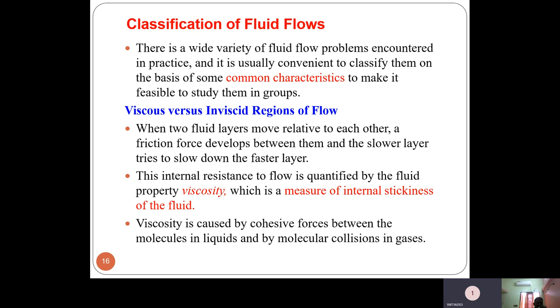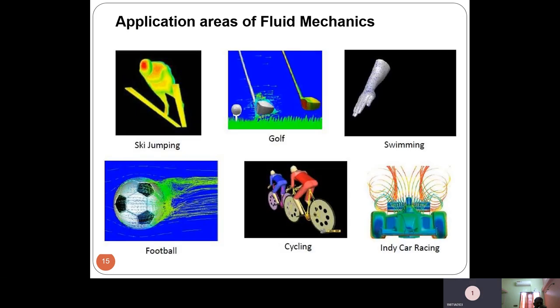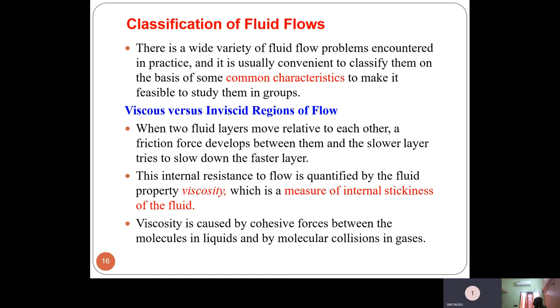Once again, we will go back to fluid flows. Classifications of fluid flows. There is a wide variety of fluid flow problems encountered in practice, and it is usually convenient to classify them on the basis of some common characteristics to make it feasible to study them in groups. First criteria, viscous versus inviscid regions of flow.